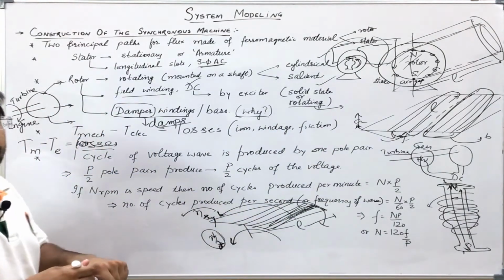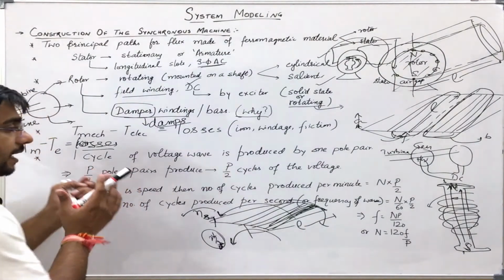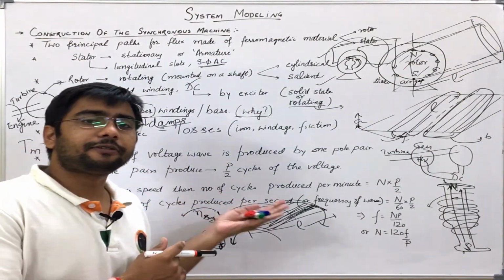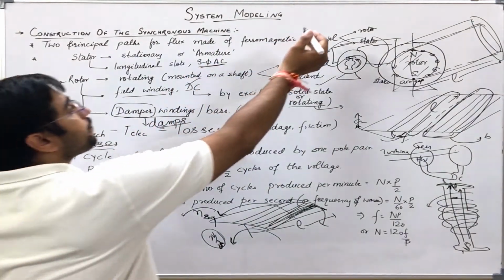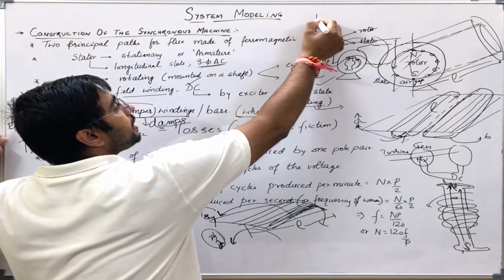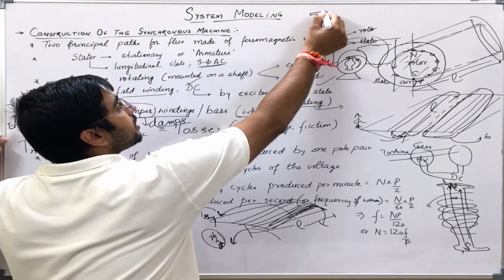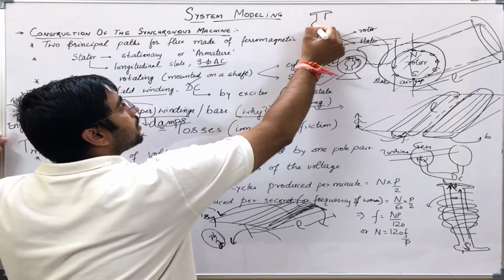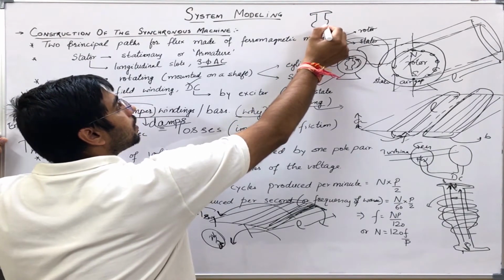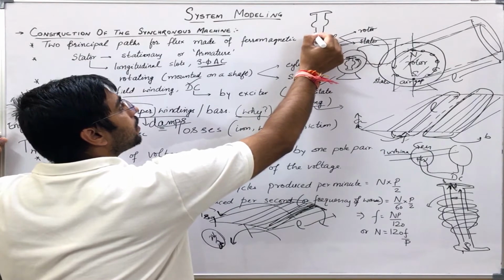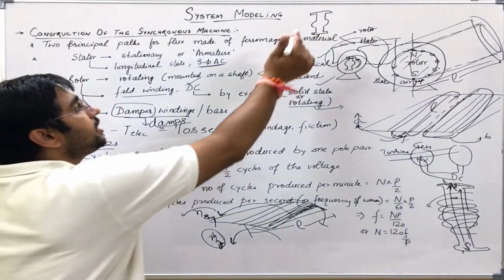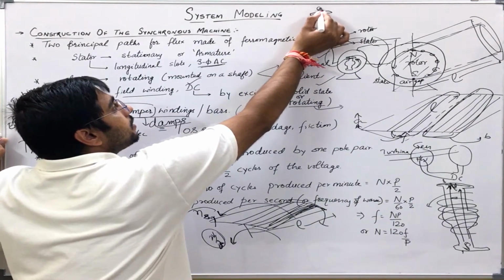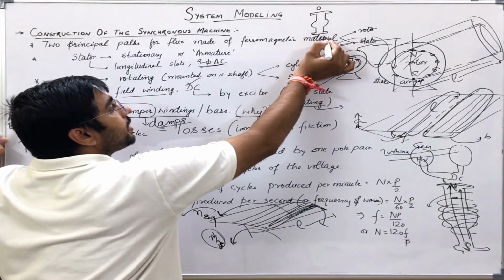Now comes the next concept, that is how to determine the frequency of the generated voltage. Now we know that, let us say this is a salient pole machine. Now let us say there is some stator winding on the stator. This is the stator.